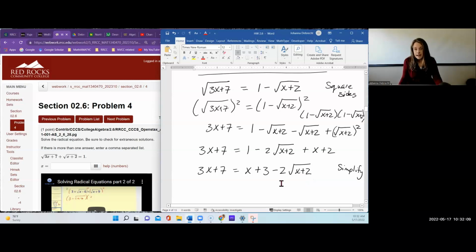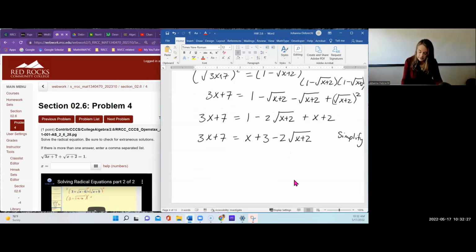I'm going to have to isolate this radical term. I don't particularly like isolating negatives, so my inclination is to move it to the left. What's yours? It is okay to isolate it even when it's negative, but then you'll have to divide by a negative. Now let's take a look and let's see what we get. I'm going to move it because I don't like the negative. That means I'm moving the radical term to the left side of the equation by adding 2 the square root of x plus 2 to both sides. That also means I need to move this 3x plus 7 to the right side by subtracting 3x and subtracting 7.